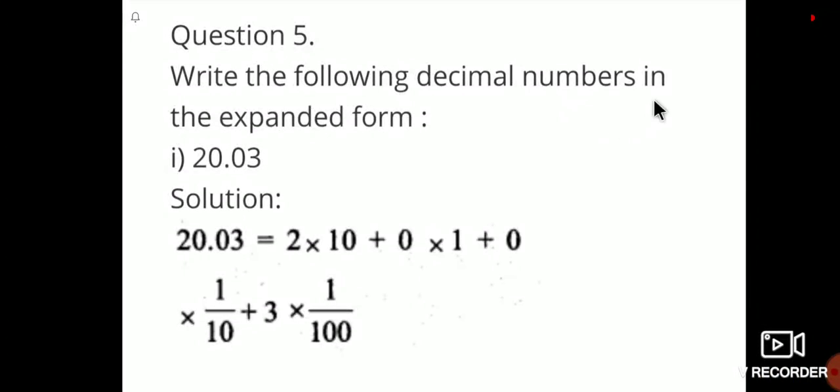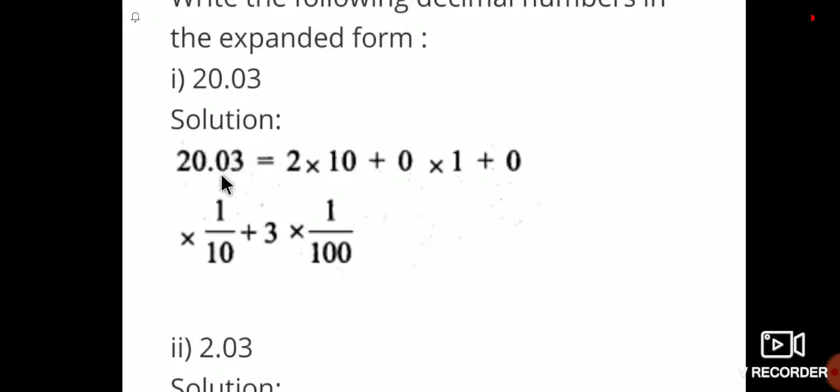Write the following decimal numbers in the expanded form. 20.03. So, solution: before the decimal point are units and tens. After the decimal point are 1 by 10, 1 by 100. So the first one is the unit place, tens place, that is 2 into 10 plus 0 into 1 plus 0 into 1 by 10 plus 3 into 1 by 100. Next one plus, and so on, 1 by 1000, like that.